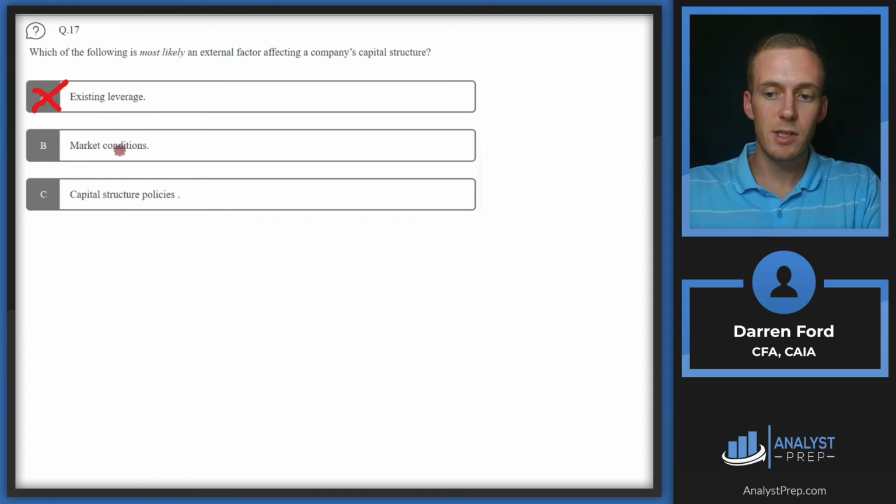B, market conditions. This sounds like it could be our answer, since it's generally going to be out of our control. We can't always determine the demand for our own products, and we're not sure how consumer preferences are going to change. So this is likely going to be external. But let's make sure we can rule out C. Capital structure policies goes along exactly with what we were saying with A. We can determine how much leverage we're going to take on and make those policy decisions internally. So we can cross that off, and we'll go with answer B, market conditions.